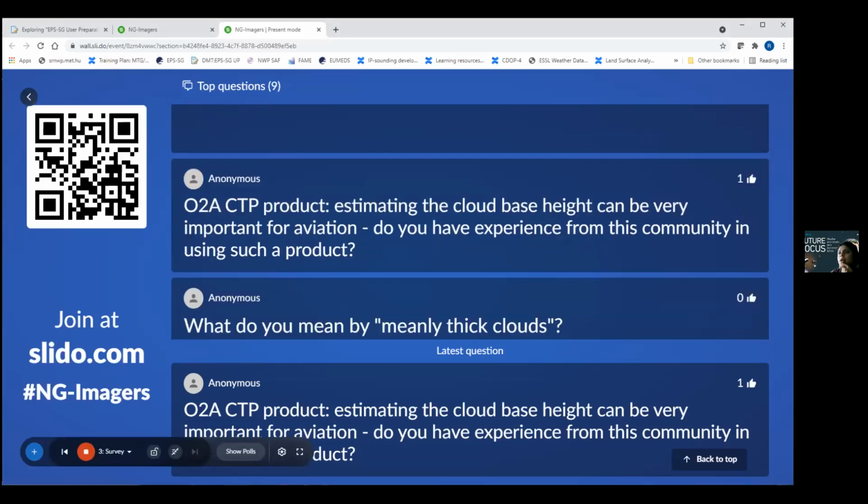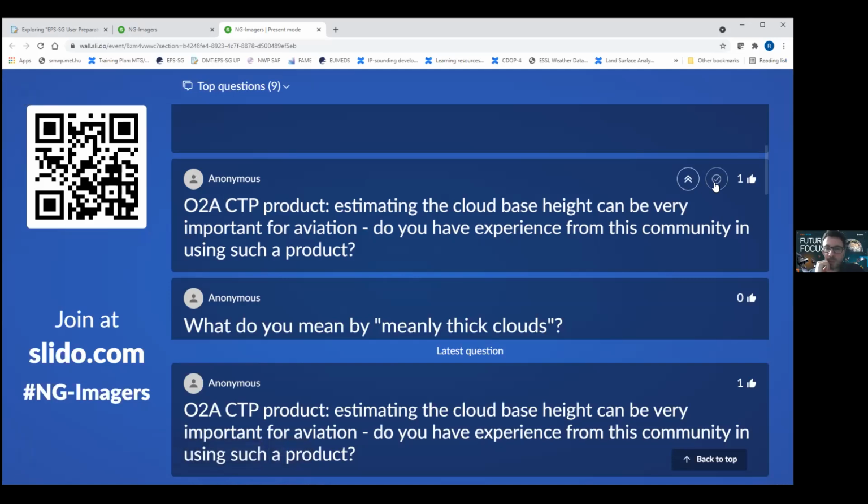This is for Alessio, right? Yes, I agree. It's very important for aviation. We don't actually have much experience from that community. It actually would be very interesting to have more interaction. I don't know if, with similar cloud top pressure products like OCA and SEVIRI or other instruments, there has been any particular feedback from the aviation community before. I don't know if Phil, you have any.